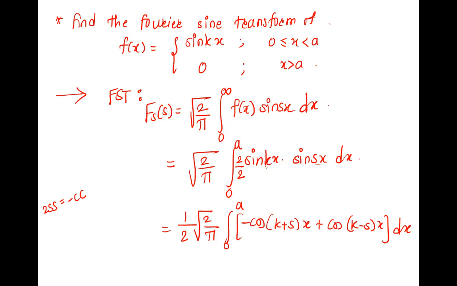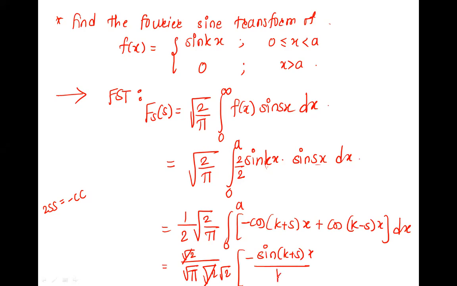So now integration can be separated with this addition. So we'll just separate it and solve. Here it is root 2 by root pi, and this 2 can be written as root 2 into root 2. So one root 2 gets cancelled here. And now we are integrating. What is integration of cos? Sine. So negative sign as it is, integration of cos is sine k plus s x upon what?